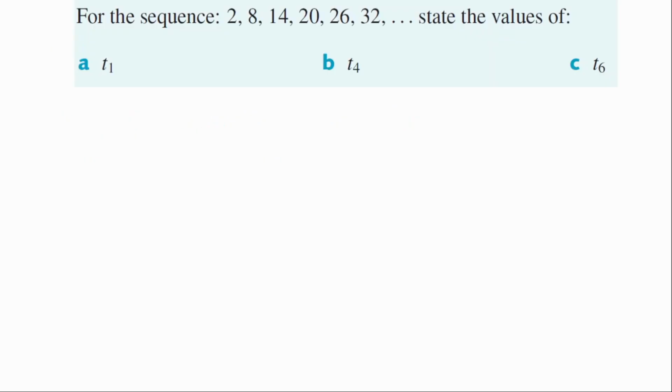Once you've got that, let's have a go at some example questions. This says for the sequence 2, 8, 14, 20, 26, 32, state the values of T1, T4, and T6. So we don't have to find the pattern here, we're just labeling these terms or the values. T1, that's just the first term, so it's going to be 2. For T4, that's the fourth one, so it's going to be 20. And T6, that's 1, 2, 3, 4, 5, 6, so it's going to be 32.